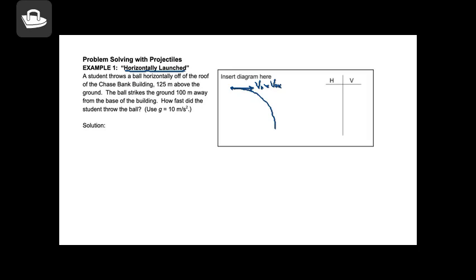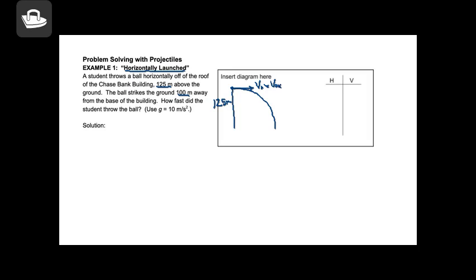Now we just have some different variables, and I'm going to add these to my picture just to get a visual representation of what's going on. So the roof of the Chase Bank building is 125 meters above the ground. That's telling me how high it is. So I'm just going to label this on my diagram. That's the height of the building that it's launching off.